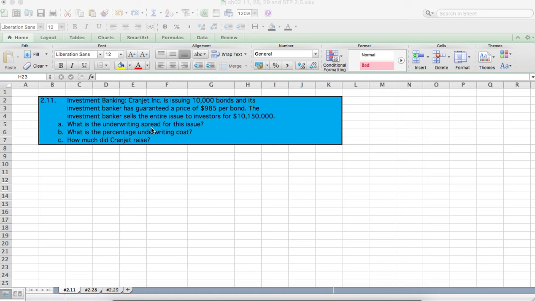What is the underwriting spread for this issue? And whenever we see spread, usually that's always going to mean difference, right? What is the percentage of the underwriting cost? And how much did Cranjet raise?